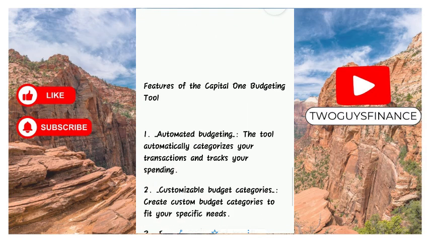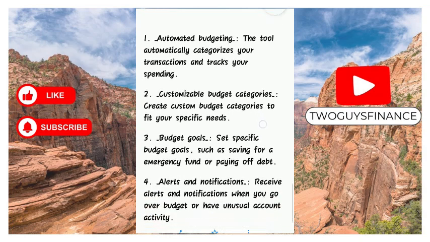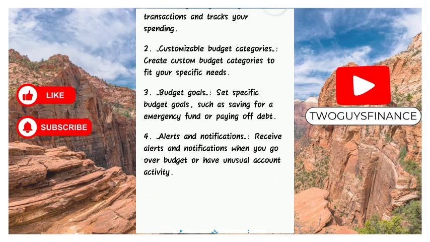Now, when it comes to the features of Capital One's budgeting tool, you have automated budgeting, so the tool automatically categorizes your transactions and tracks your spending, so you don't have to worry about that. There are also customizable budget categories, where you can create custom categories to fit your specific needs. There are also budget goals, where you can set specific goals such as saving for an emergency fund or paying off debt. You also have alerts and notifications when you go over budget or have unusual account activity.